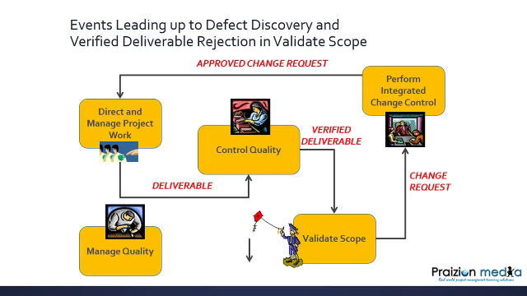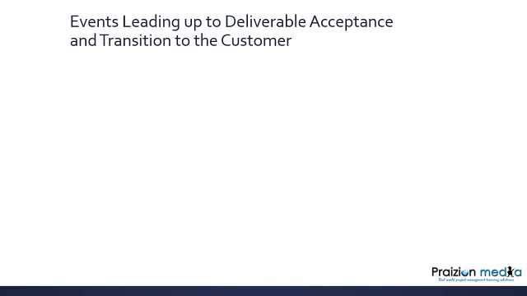And we have this, folks. The approved change request going back to control quality. Why? So that on the next go round, Lily, the lady on the conveyor belt, is going to check that revised deliverable against the approved change request to make sure that indeed we got Billy's request for change implemented and now inherent in the deliverable. So last cycle, events leading up to deliverable acceptance and transition to the customer.